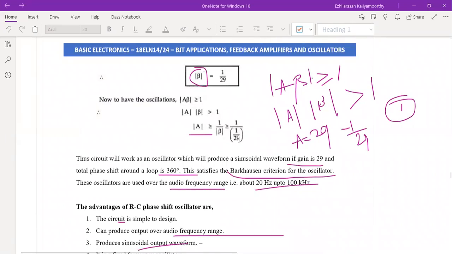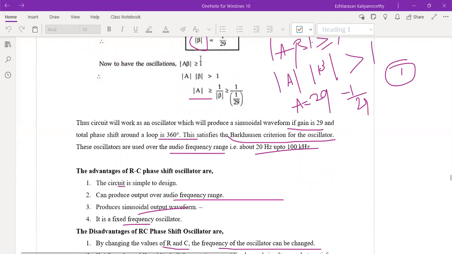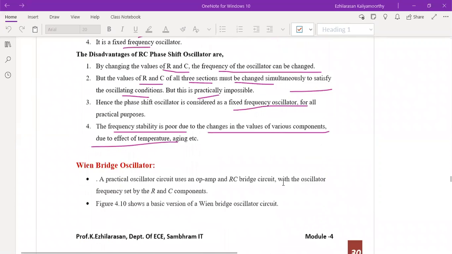Next, let us see one more thing. This RC phase shift oscillator is used for low frequency applications. If you want to generate low frequency, for example, we use it for the audio frequency range, that is about 20 hertz to 100 kilohertz.